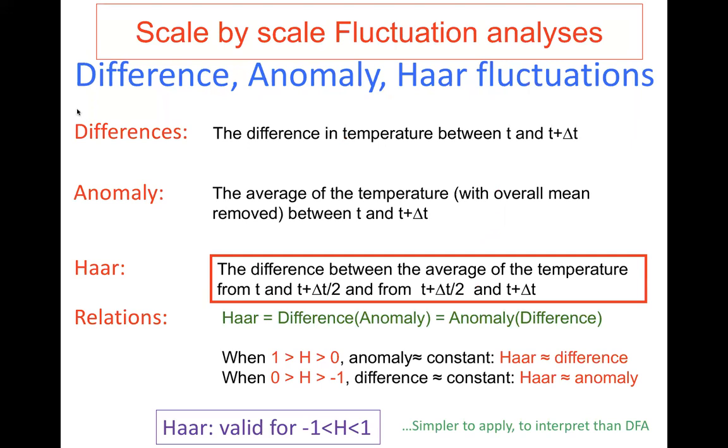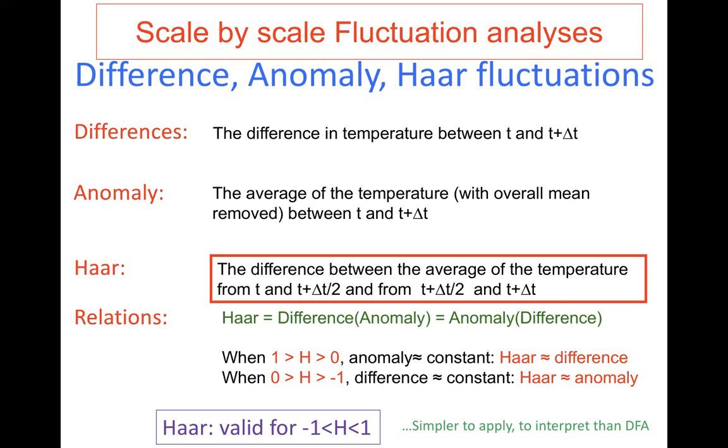So we could define fluctuations by differences, as I just mentioned. We could define them by anomalies, meaning you take the series, say in time, and you remove the mean, and then you average over longer and longer timescales. Or, in my opinion the best solution for typical geodata is to do both. That's called the Haar fluctuation. So the Haar fluctuation is you take the average of the first half of your interval minus the average of the second half. So you combine averaging and differencing.